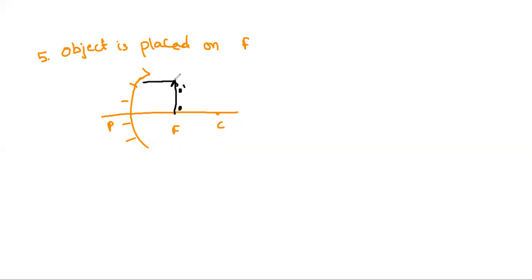Now the ray which is passing parallel to the principal axis will pass through focus. It is the first reflected ray. Now I am going to take the second reflected ray, which is passing in the direction of the center of curvature.